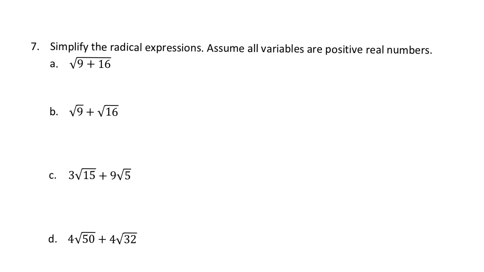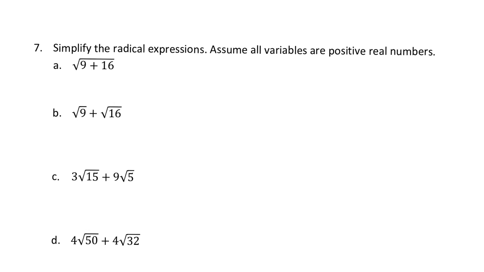Okay. So on this one, we have to do order of operations, which says we are going to go 9 plus 16 first, which is 25. And then the square root of 25 is 5. That is different than B, because on B we need to do the square roots before the adding. So we have the square root of 9 is 3. The square root of 16 is 4. That gives us 7.